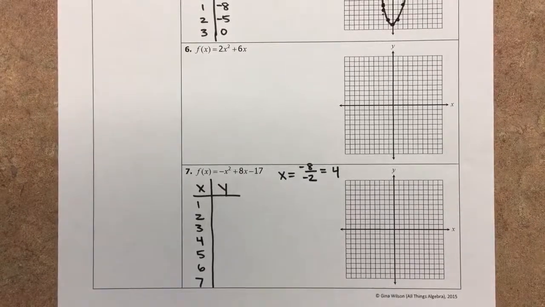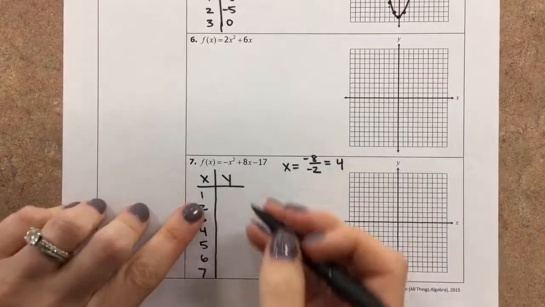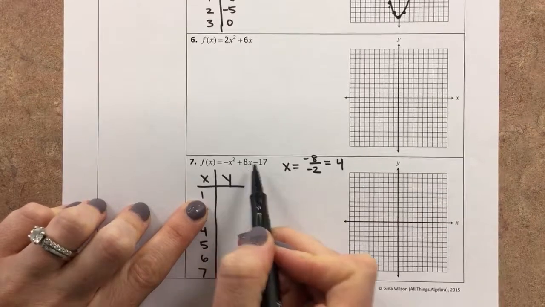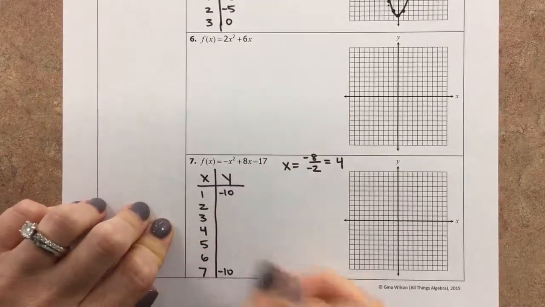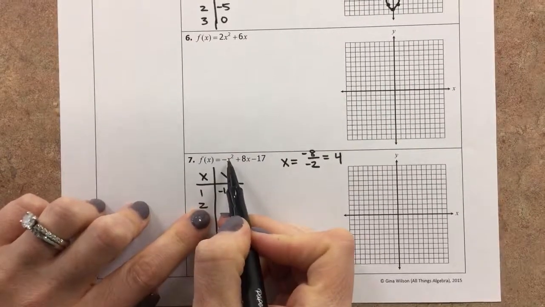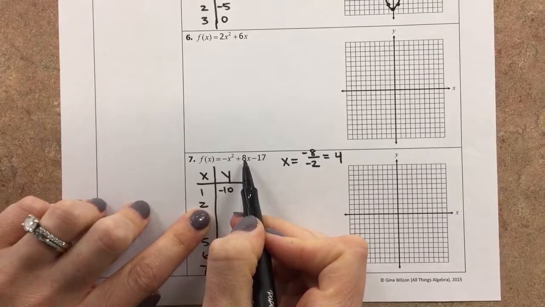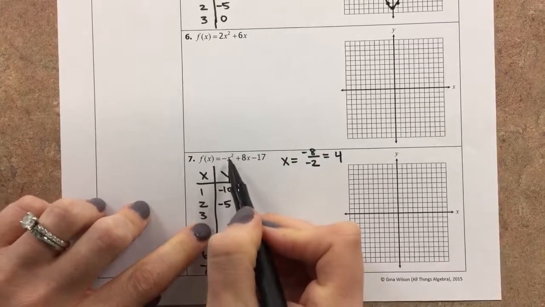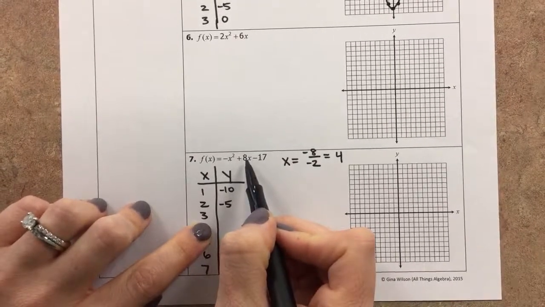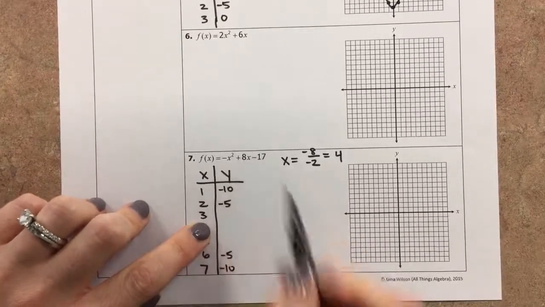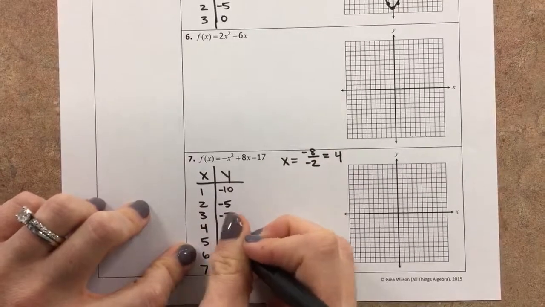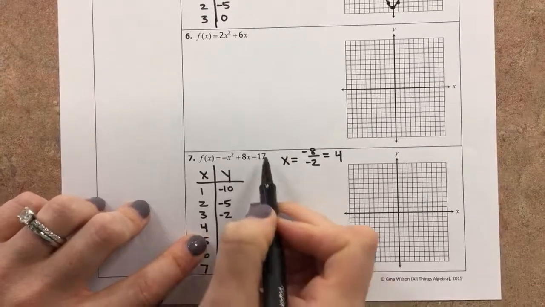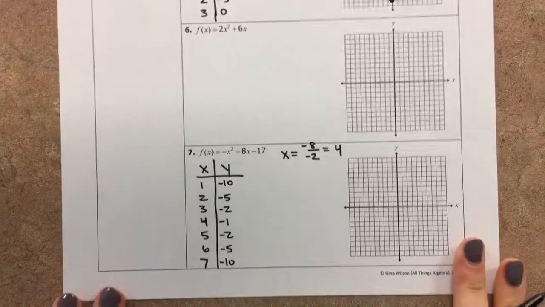So these values, you can do mental math, or you can plug them into your calculator, whichever is easier for you. So 1, when I sub in 1 here, I'd get a -1 plus 8, so that would be 7. And then minus 17 would be a -10. This is also a -10. Then 2, this would be a -4 plus 16, that would be 12. Minus 17 would be a -5. Then the 3, this would be a -9 plus 24. So a -9 plus 24 would be 15. Minus 17 would be a -2. And the 4, this would be a -16 plus 32, which would be 16. Minus 17 would be a -1. So we have 7 points there that we can plot on our grid.